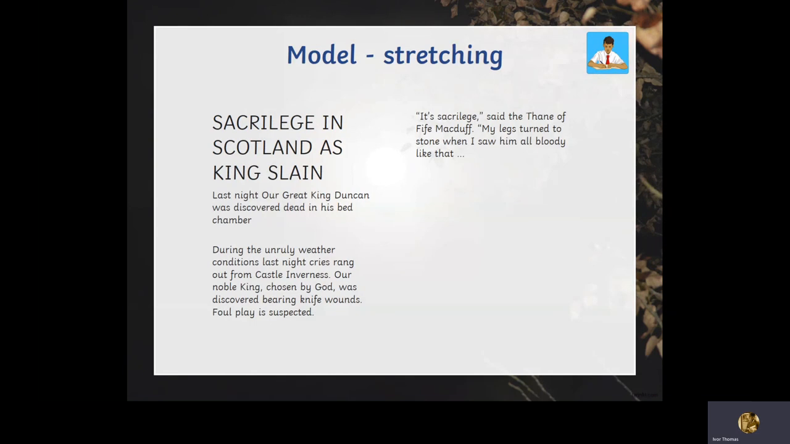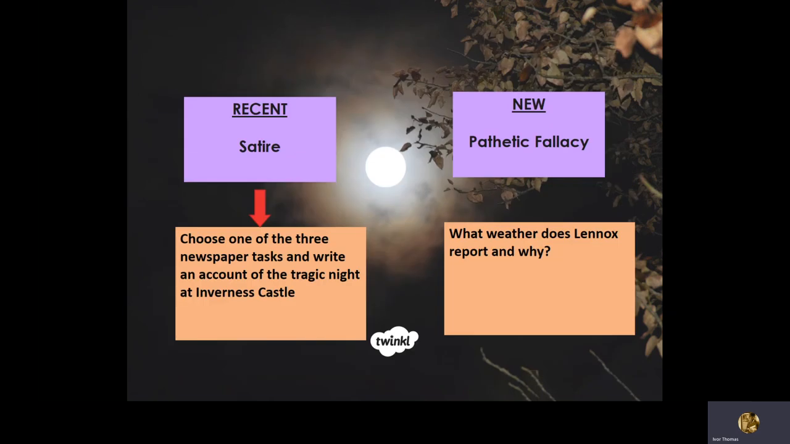So that's your task. So I'll leave you with those questions. Choose one of the three newspaper tasks and write an account of the tragic night at Inverness Castle. So there are three options, either newsflash, tabloid article or broadsheet article. And a quick reminder of pathetic fallacy: what weather does Lennox report and why?